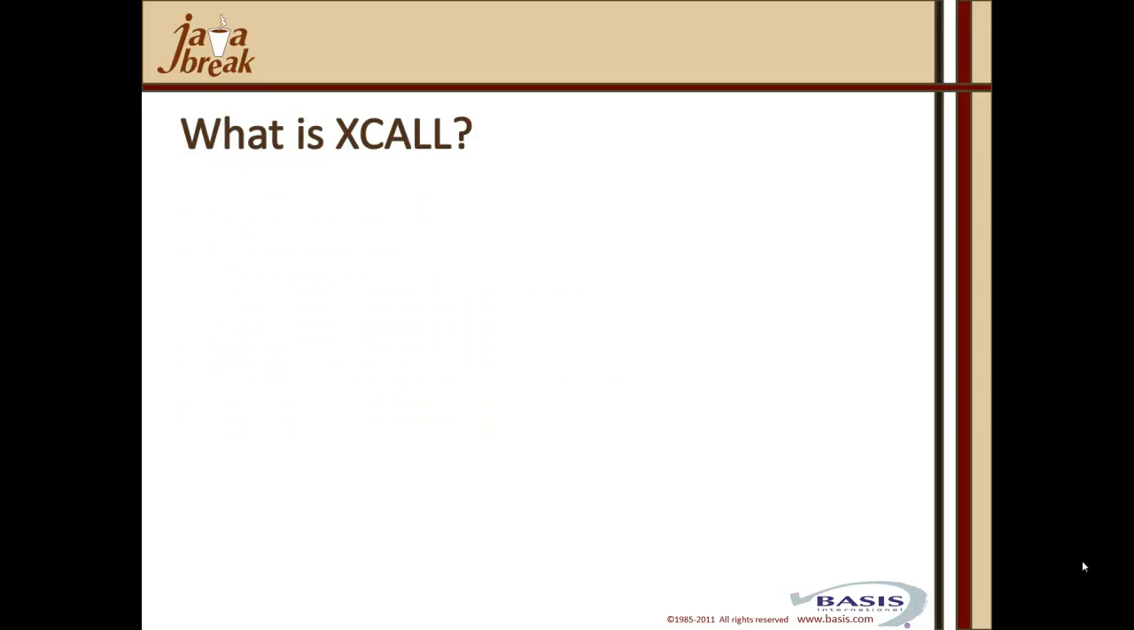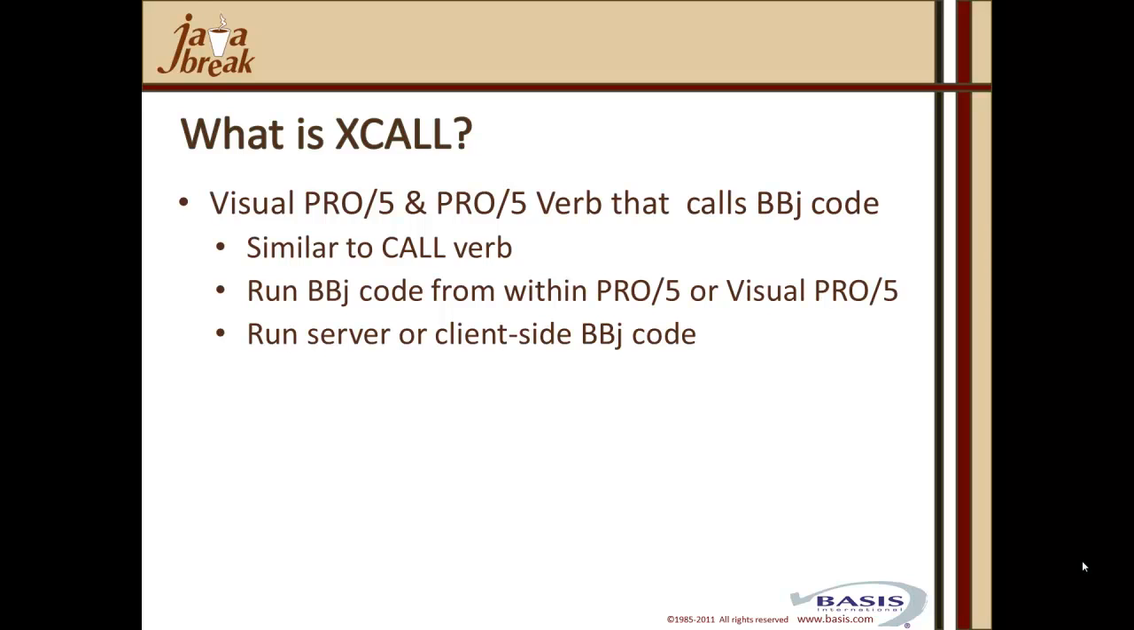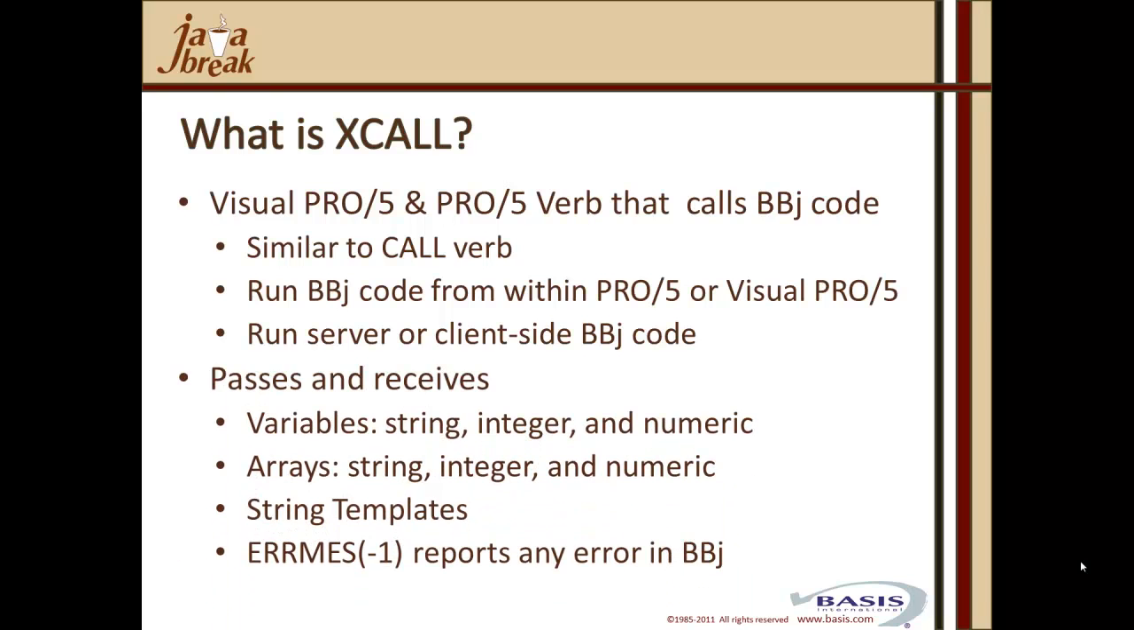So let's look at what XCALL is. It's a Visual Pro 5 and Pro 5 verb that calls BBJ code. So very similar to the call verb that exists in the language, with the difference being that you can run BBJ code from within your Pro 5 or Visual Pro 5 application. You can run either client or server-side BBJ code. XCALL passes and receives variables, string, integer, and numeric. It can also pass arrays, being of string, integer, and numeric type, and it can also pass string templates. It returns the error message -1, and reports the actual error in BBJ.